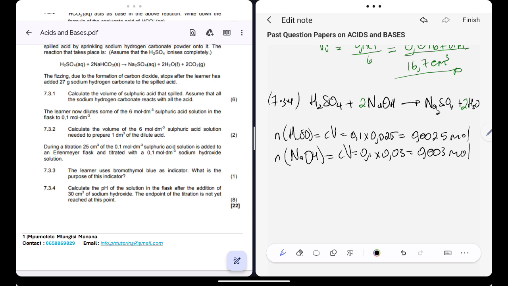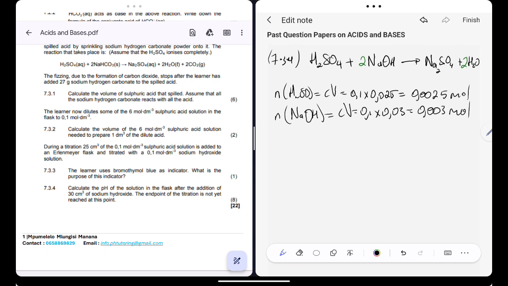Okay, between the two, one of them will be in excess and the other will be completely used up altogether. The one that will be completely used up, we call it the limiting reagent. So for me to be able to find out which one between the two is the limiting reagent, I need to know which one will give me the smallest amount of product. The one that will give me the smallest amount of product is my limiting reagent.